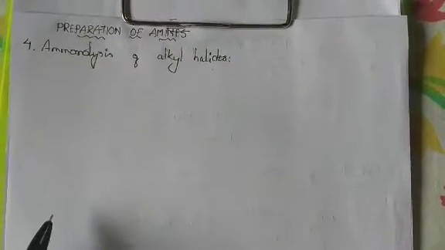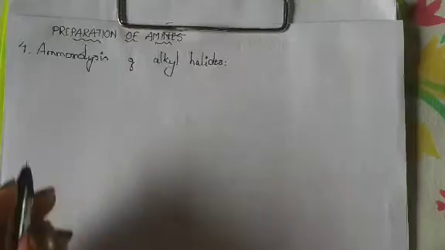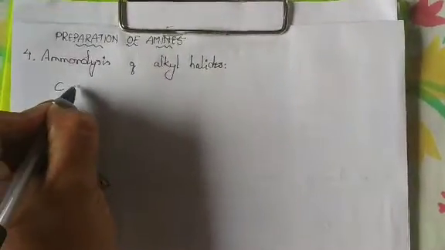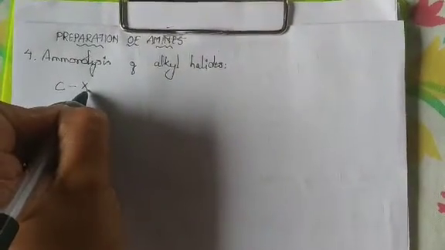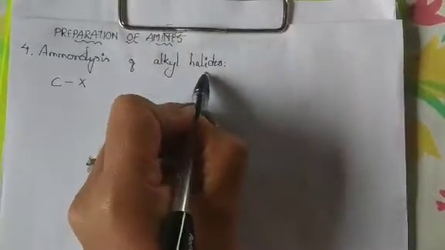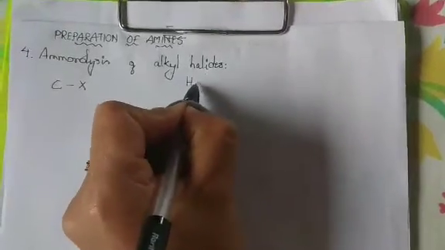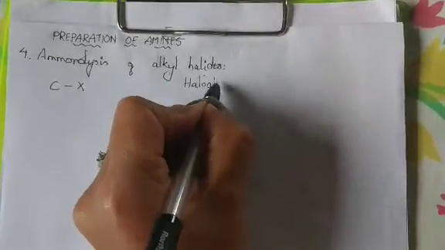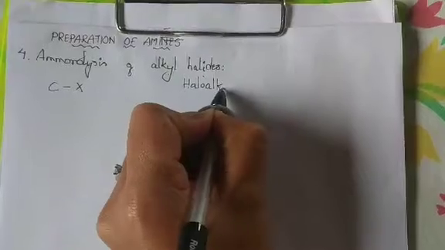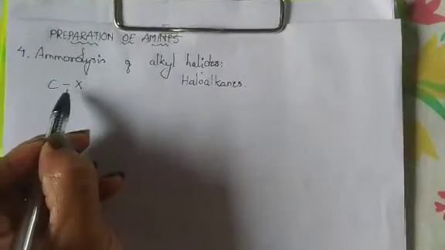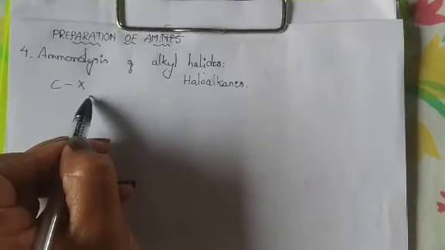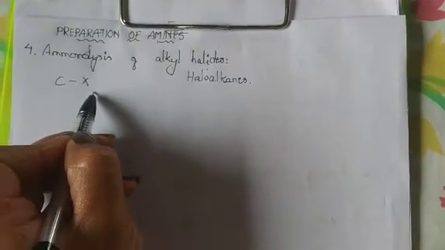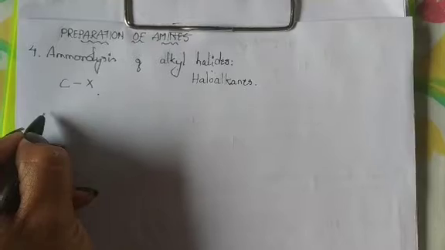Ammonolysis: the process of cleavage of the carbon to halogen bond by an ammonia molecule is known as ammonolysis. Therefore, ammonolysis of alkyl halides. Alkyl halides are also known as haloalkanes. The cleavage of the carbon to halogen bond by an ammonia molecule is known as ammonolysis. Now let us do the reaction.